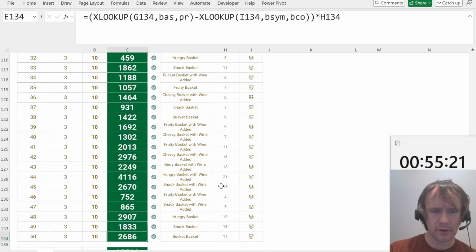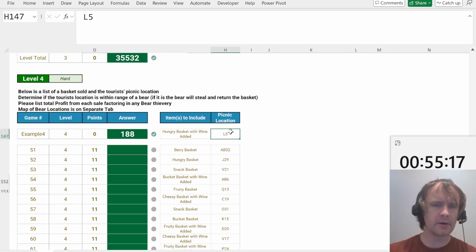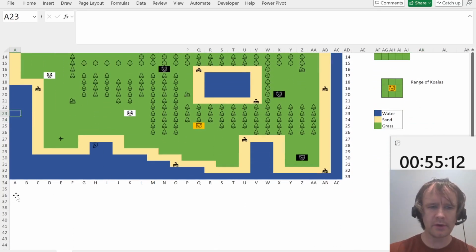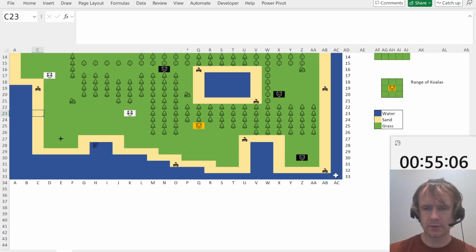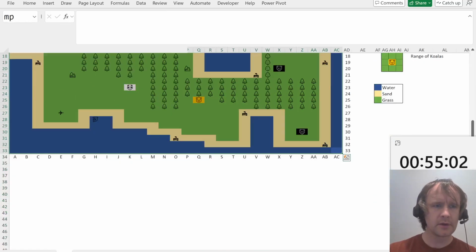And that seems to be working. Happy days. Okay, then here we have to figure out if there's a bear in range, and if so, who it is. So here, I'm going to first quickly import my lambdas. I'm going to name this range. Sorry, wait, that was just it still importing. So I'm going to name this range MP.